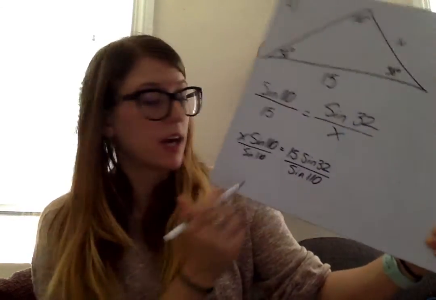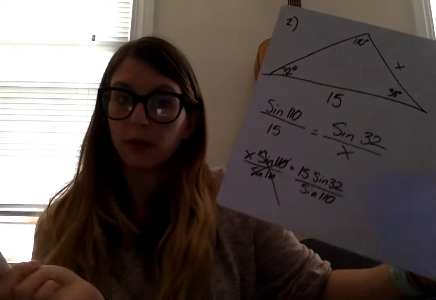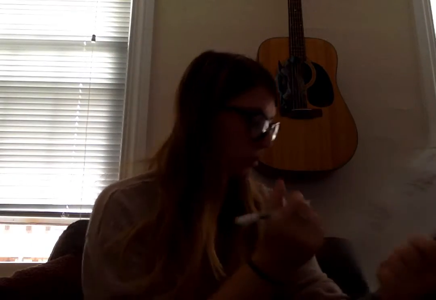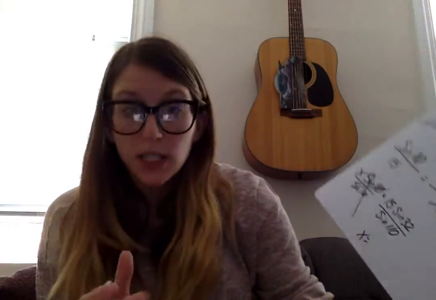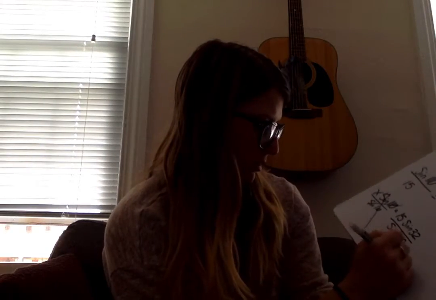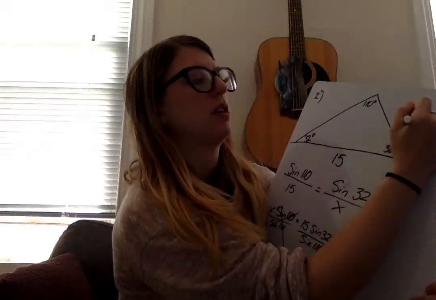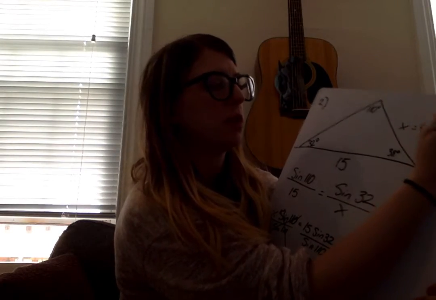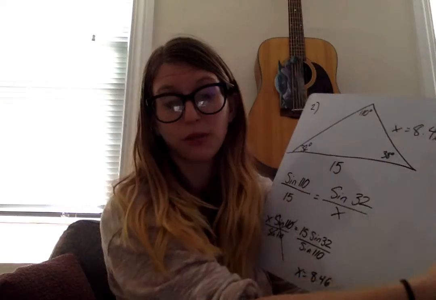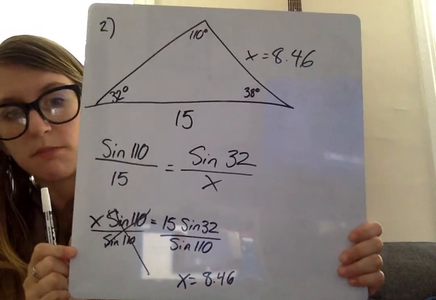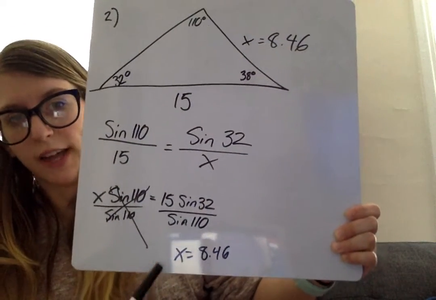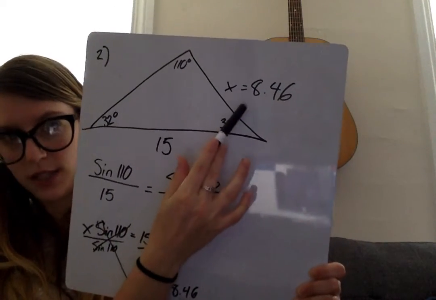So I'm going to use my calculator. That cancels out, and I'm going to solve for x. So x equals 15 sine of 32 divided by sine of 110. And I got 8.46 when I round. So right here, I'm going to say 8.46. You can't even see it because it's out of frame. So that's my work so far. I solved for a side length, and now I have this side length.